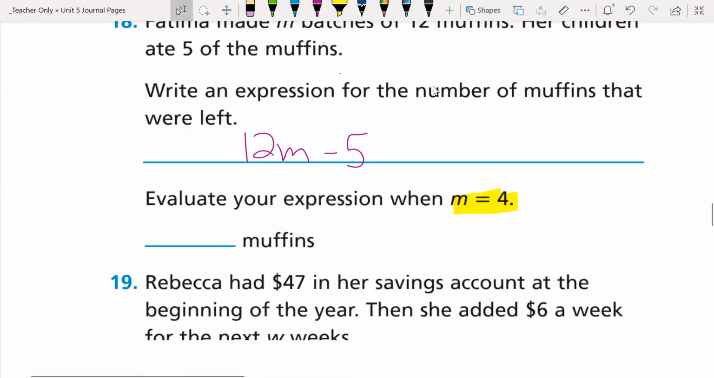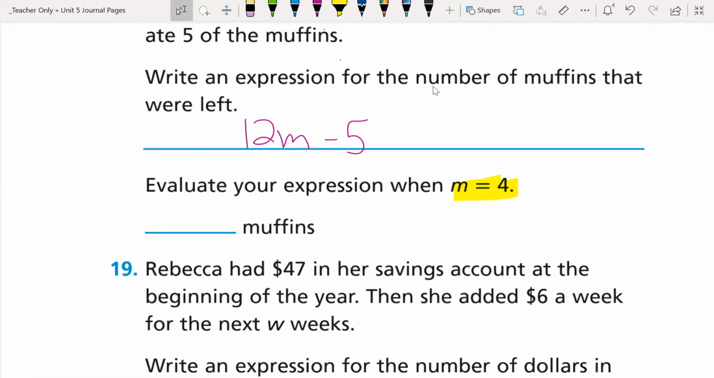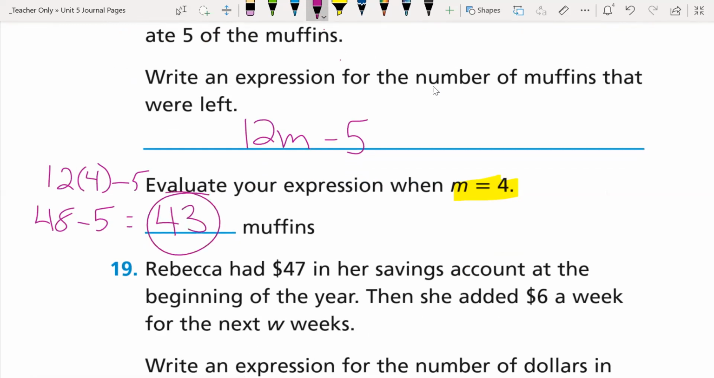Okay, so let's pretend that M equals 4, so there are 4 batches, 12 per batch. They ate 5. Well, 4 times 12 is 48, right? I'm going to write that down somewhere so we don't get confused. 12 times 4 minus 5. 12 times 4 is 48 minus 5 equals 43. That makes sense?